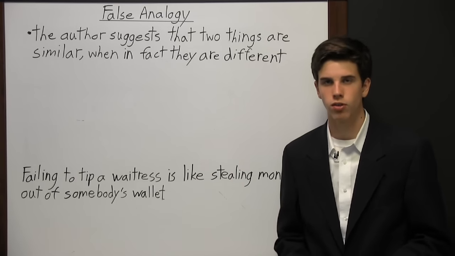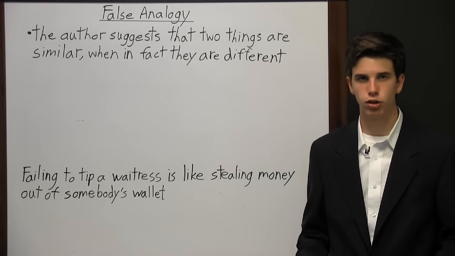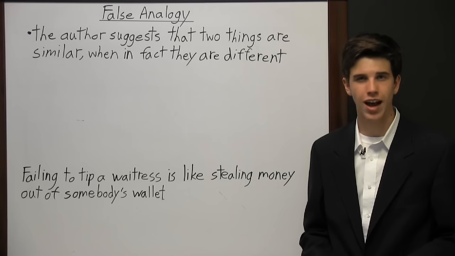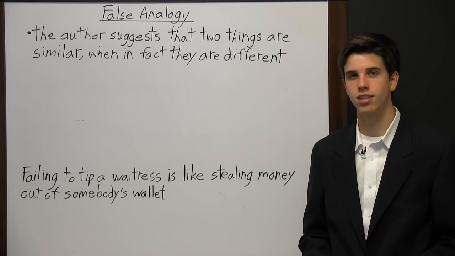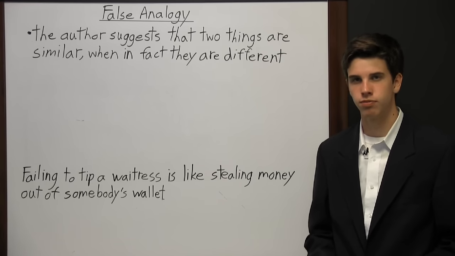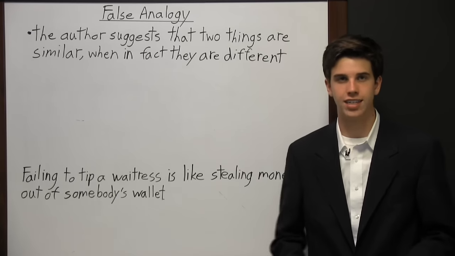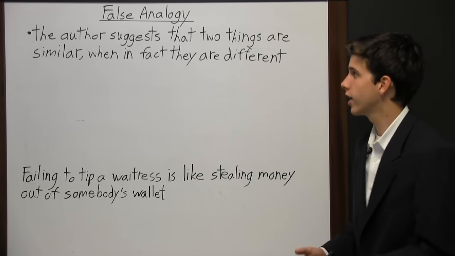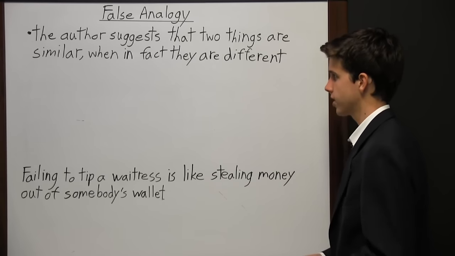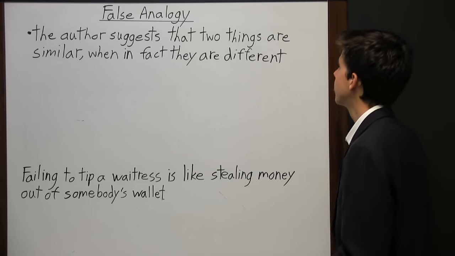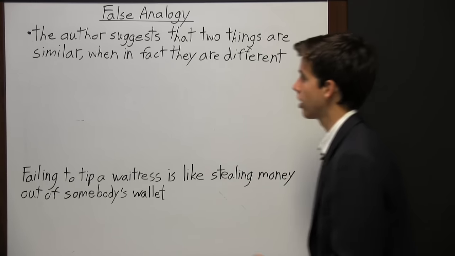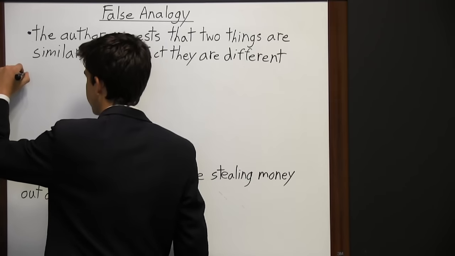We could place the term false analogy into a group called a logical fallacy, which is a failure of reasoning. And so as a reader, it is important to recognize logical fallacies because they diminish the value of the author's message. So like I said, a false analogy is a logical fallacy. And so we could also call a false analogy a failure of reasoning. But more specifically, it is when the author suggests that two things are similar when in fact they are different. So basically, a false analogy is a false comparison.